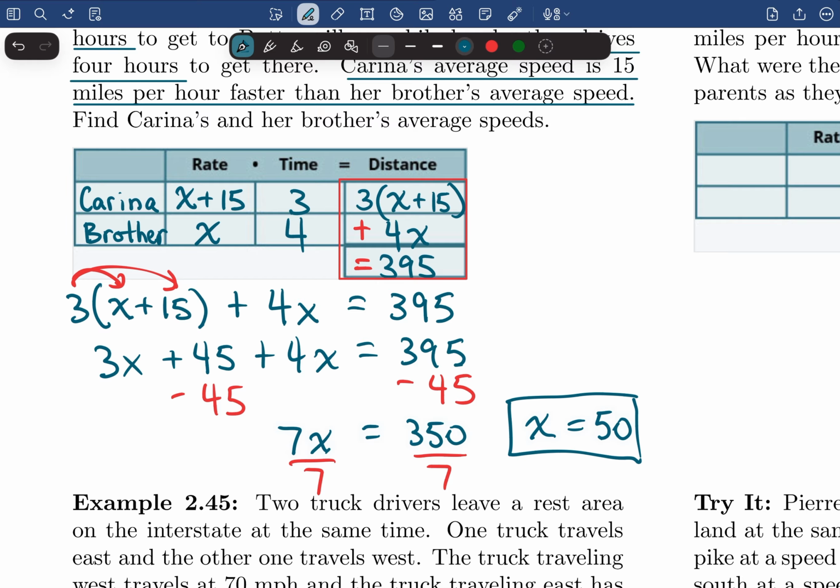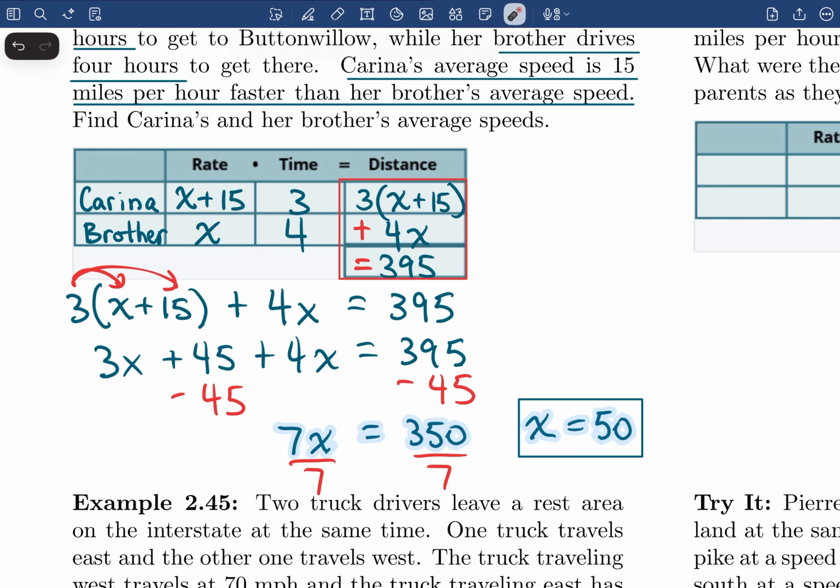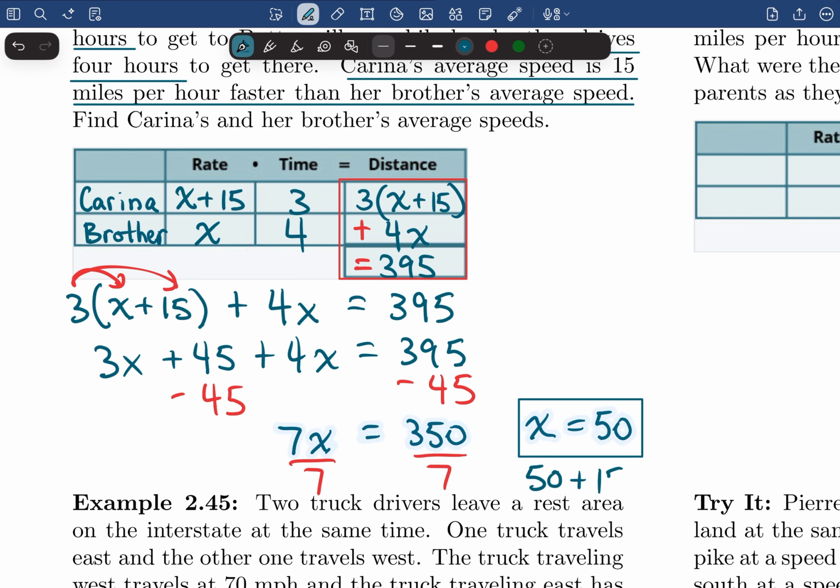Now stop. Now that we've solved, let's think about what this represents that we just found. We just found x is 50. Looking back, x is Karina's brother's speed. And if we take that and add 15, we'll find Karina's speed. So let's do that really fast. 50 plus 15 equals 65.